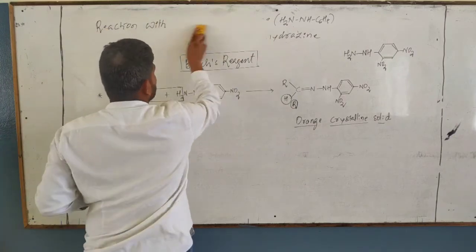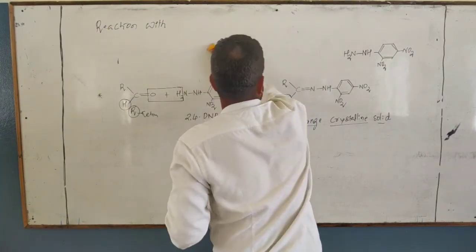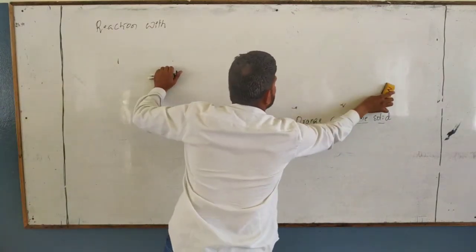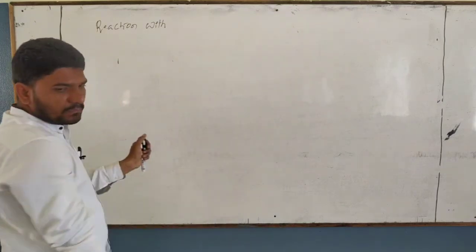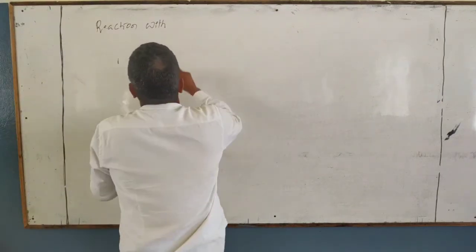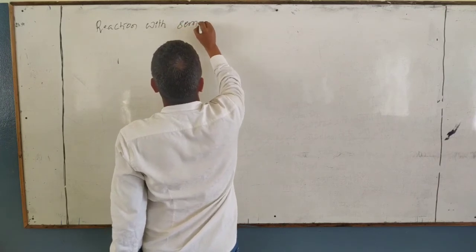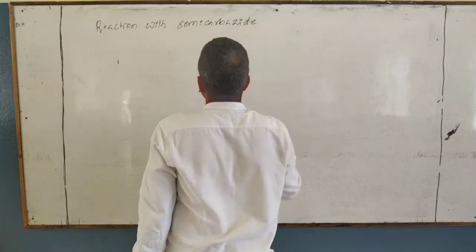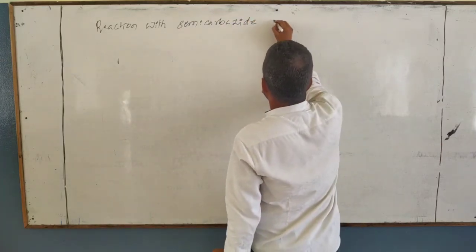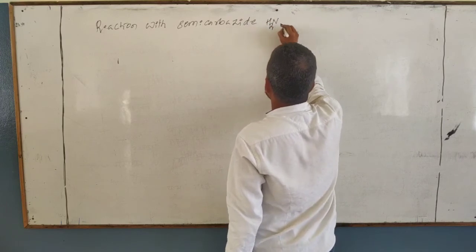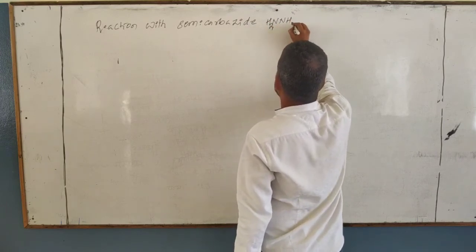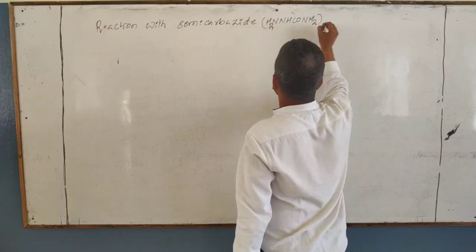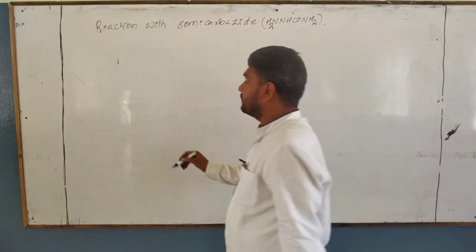Next one is reaction with semicarbazide. Reaction with semicarbazide. What is the semicarbazide? See, the formula for semicarbazide is NH2NHCONH2. This is what? A semicarbazide.